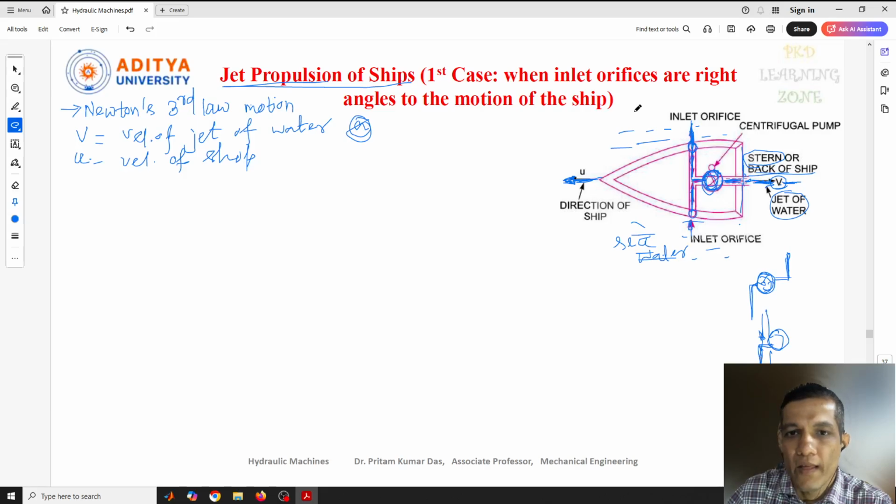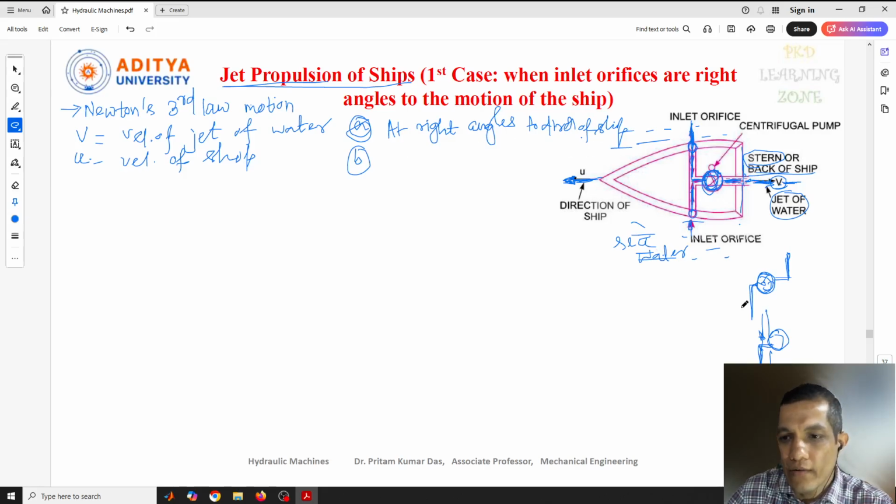Now you can see the first case is through the inlet orifice, when it is at right angles to the direction of the motion of the ship, right angles to the direction of ship. This is one condition. And the second condition is, okay, through the inlet orifice.